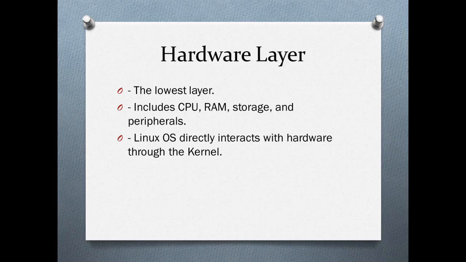First, we discuss the hardware layer. At the base, we have the hardware layer. This includes your CPU, RAM, hard drives, keyboard, and other peripherals. Linux interacts with this hardware through the kernel, which acts as a bridge between the hardware and everything else in the system.